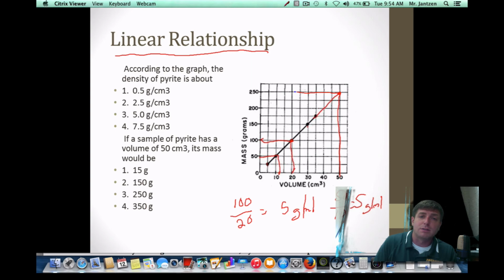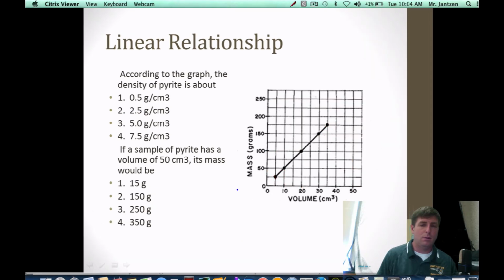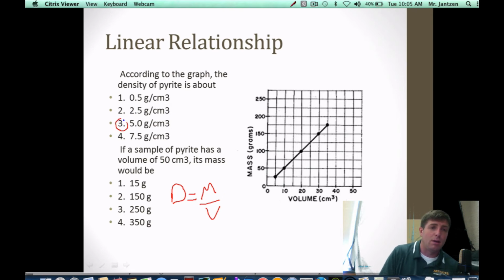So you would come across, and you would see, they want to know what the mass would be. You would see that the mass is 250 grams. You could actually do this problem also mathematically. If you know that your formula is density equals mass divided by volume, and you just calculated what your density was, then you'll be able to find out its mass using the triangle. D equals M over V.